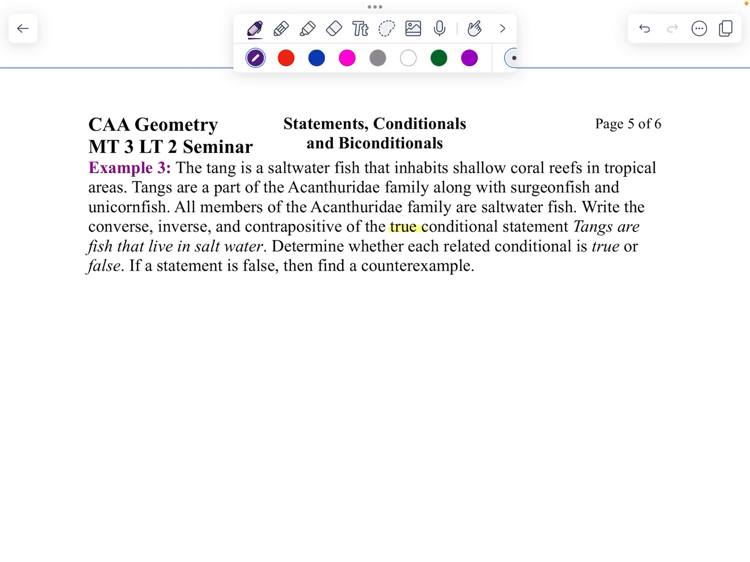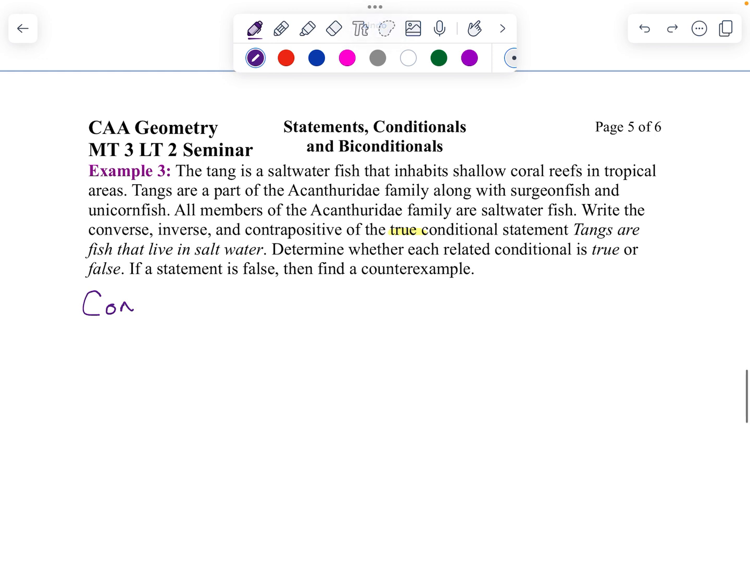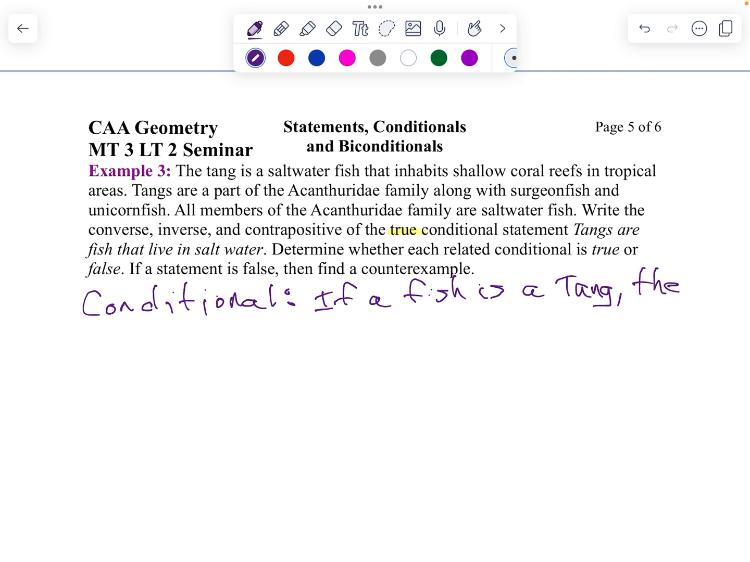So we're going to start here with our conditional. Although they didn't ask for it, let's write it so we understand what's going on. So our conditional would be, and that's true, if a fish is a tang, then it lives in salt water.